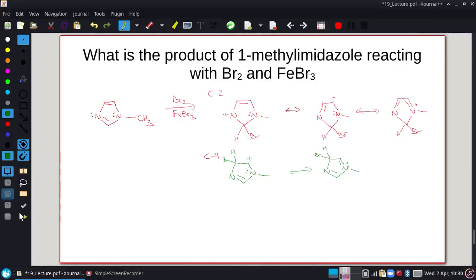Okay. One more possibility. That'll be C5. Which will put the positive here. That's still a double bond, that's still a lone pair. And then we will move this up here. That puts the positive down below.